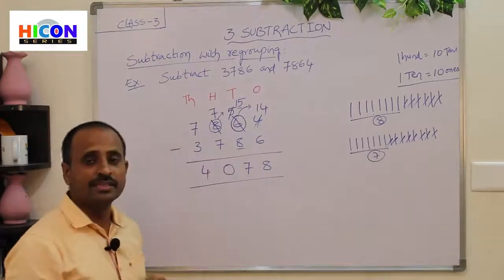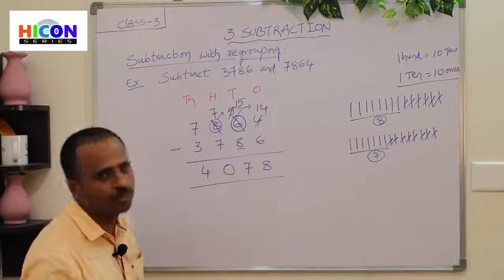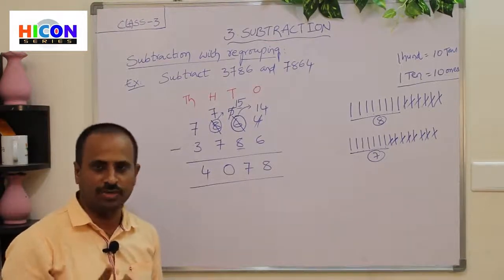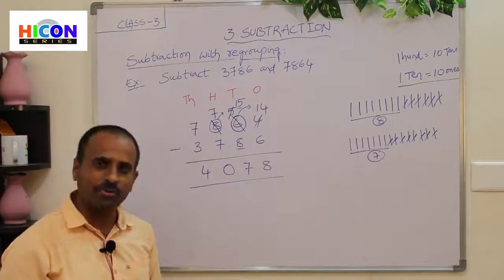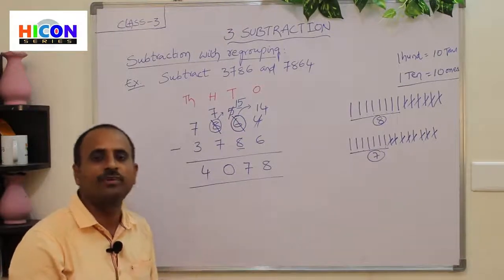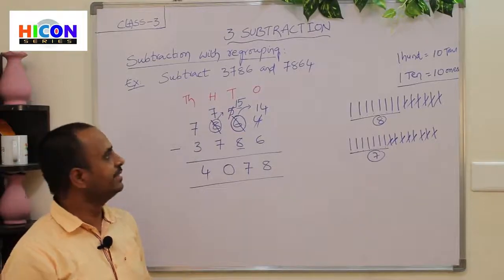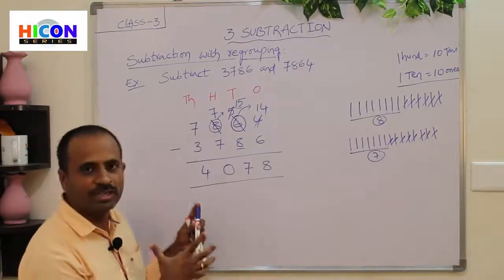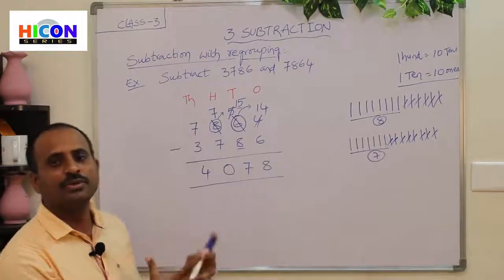So children, this is the way how to regroup. If the subtraction is not possible, then we have to regroup from its previous places, or we have to borrow from its previous places. So in this way, we can subtract 4-digit numbers by using regrouping.